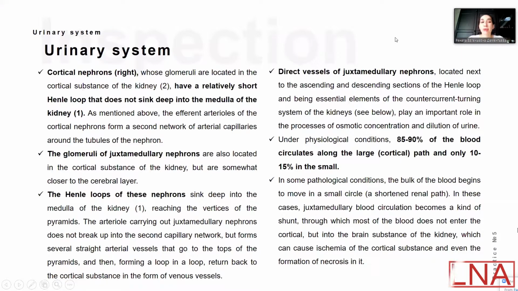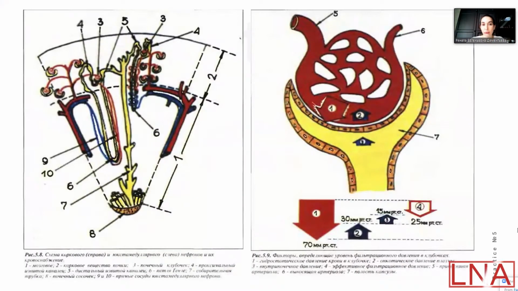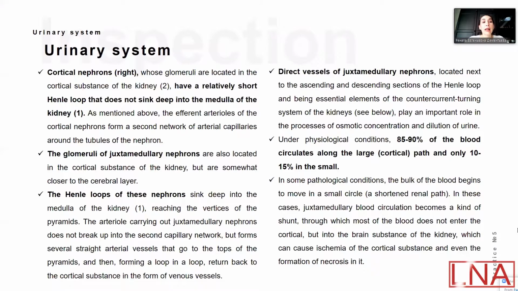About nephrons: cortical nephrons, those whose glomeruli are located in the cortical substance of the kidney, have a relatively short Henle loop that does not sink deep into the medulla of the kidney. Look, cortical. As mentioned above, the efferent arterioles of the cortical nephrons form a second network of arterial capillaries around the tubules of the nephron.